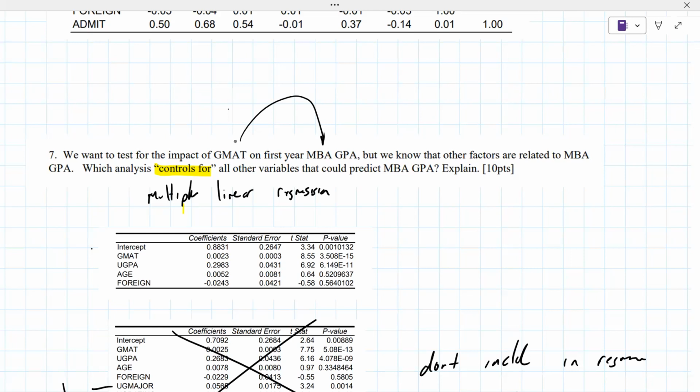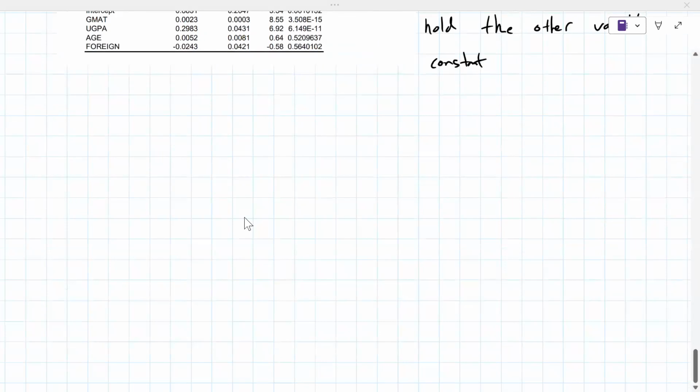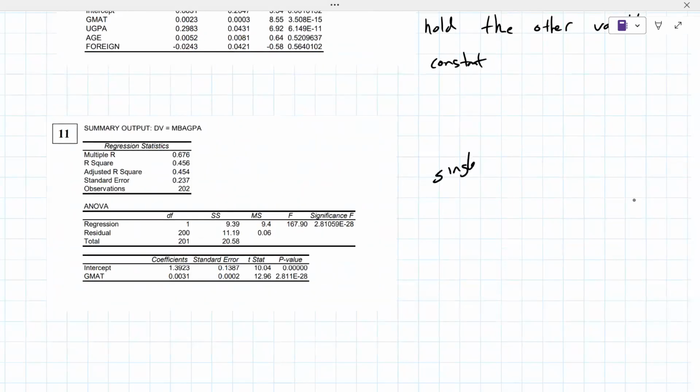So you could mistakenly think that you want to use just the single regression of GMAT, which I think is in one of the earlier tables. No, I guess not. Okay, so table 11, output 11 has GMAT as the only variable. So this is a single regression, but when you control for all the other variables, this is not the case. This only includes this variable, but it doesn't control for the other ones.